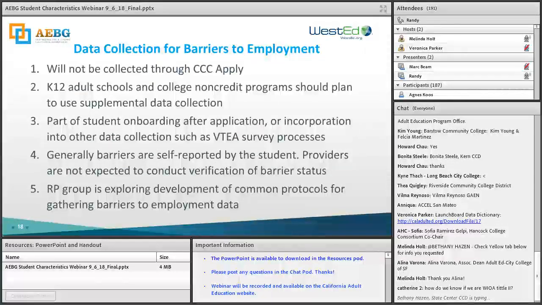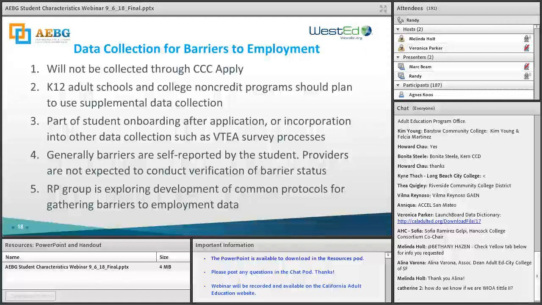Data collection for barriers to employment. I just want to talk about this a little bit because this has been the hot topic on the RP listserv, and just to clarify some misconceptions and what we know currently. A lot of people have asked if we will be collecting the barriers to employment characteristics through CCC Apply. And this is not a Chancellor's Office response formally, but I've been in that work group in those conversations, and that is not going to happen. I'm about 99% sure of that.